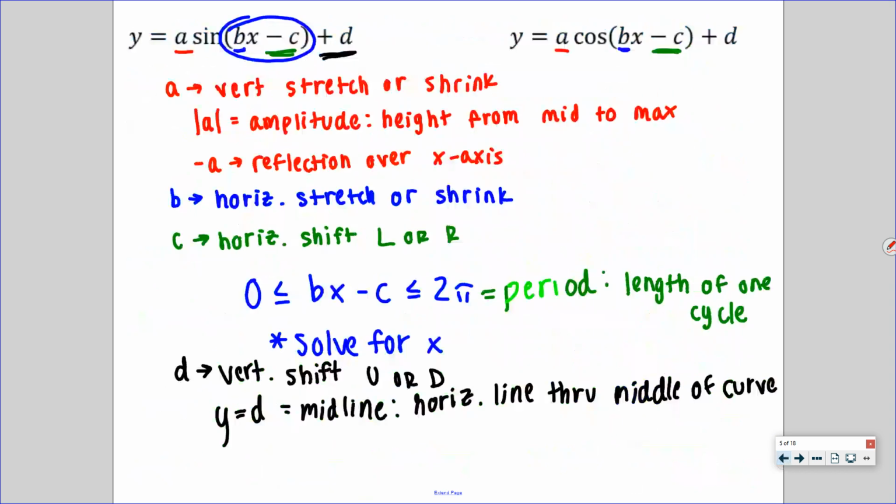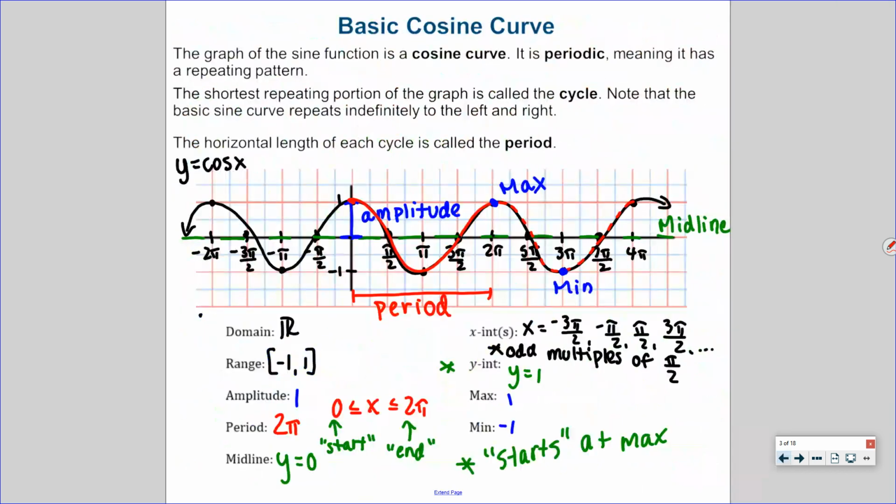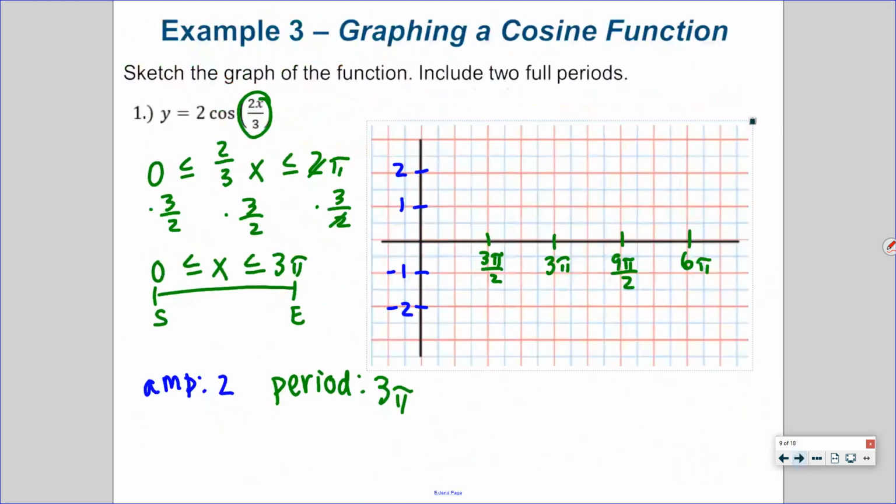The only thing that's different with cosine is it doesn't start at an intercept. It starts at a max. Ends at a max. Okay, I said that's like our big difference. Starts at a max, ends at a max. So this one starts here at a max. Starts at 0. Ends at 3 pi, so it's going to end where it started. All right, same patterns for cosine.